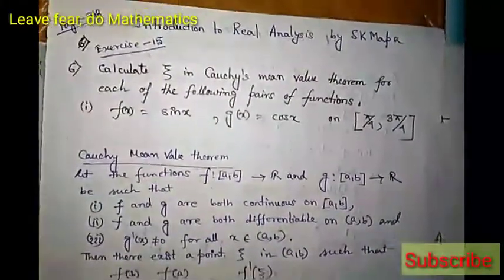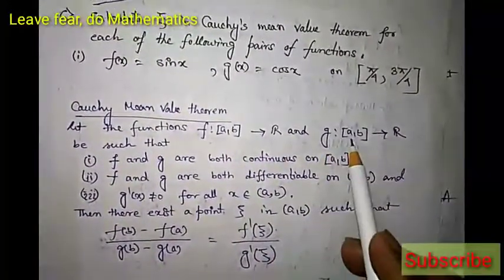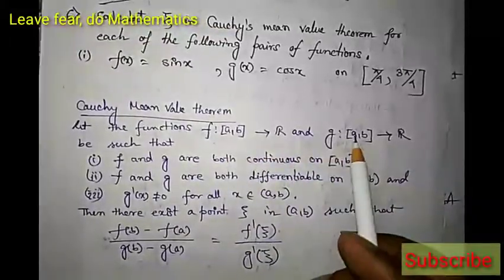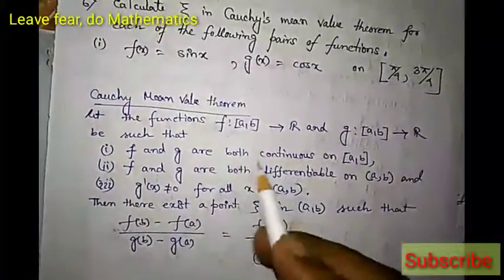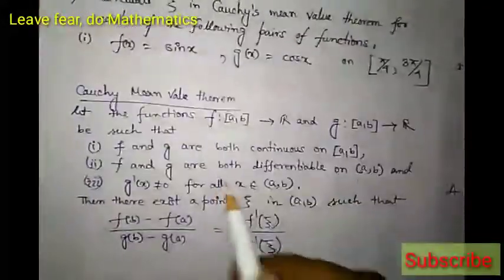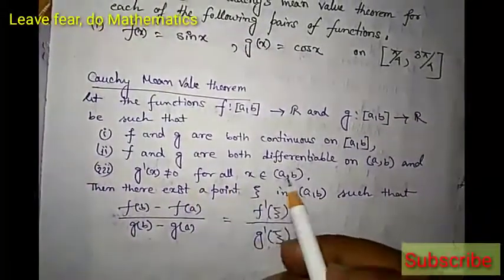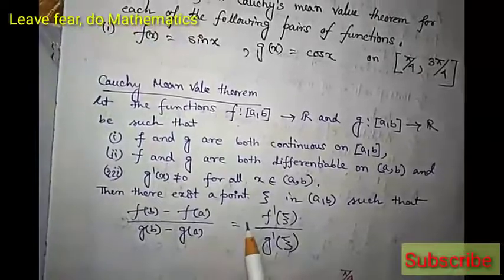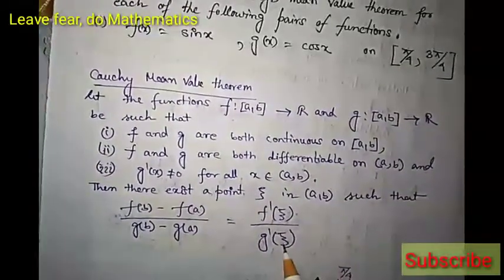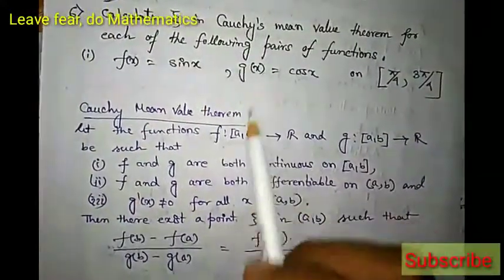The Cauchy mean value theorem says: let f and g both be functions from the closed interval [a, b] to R. They satisfy the following three conditions. f and g are both continuous on the closed interval, f and g are both differentiable on the open interval, and g'(x) is not equal to 0 for all x in the open interval (a, b). Then there exists a point xi in the open interval (a, b) such that (f(b) minus f(a)) by (g(b) minus g(a)) equals f'(xi) by g'(xi). So we have to verify whether f and g satisfy these three conditions or not.